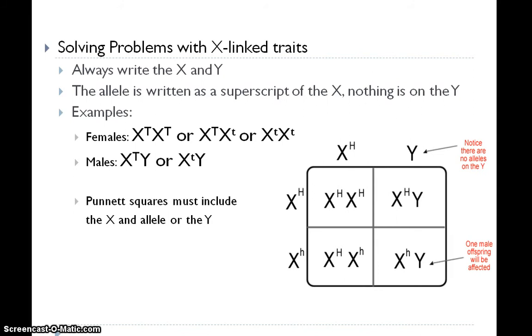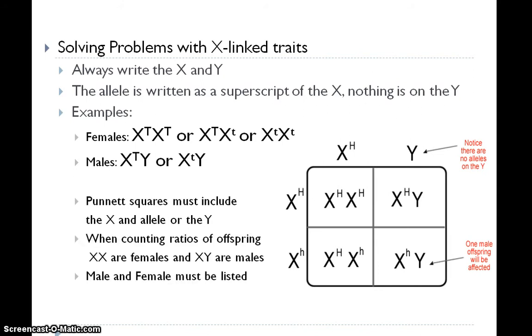Here's an example. When counting ratios of offspring, remember that XX are female and XY are males. When you are listing the offspring, the male and female must be listed. Here's how you would write that pedigree as a ratio: 1 normal female, 1 carrier female, 1 normal male, 1 affected male. This is a ratio format.